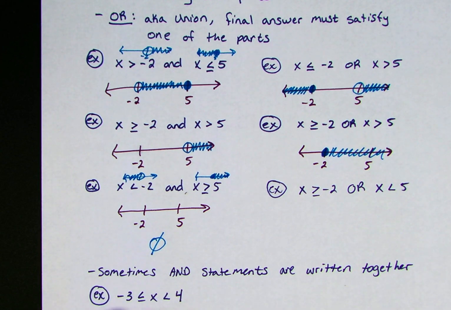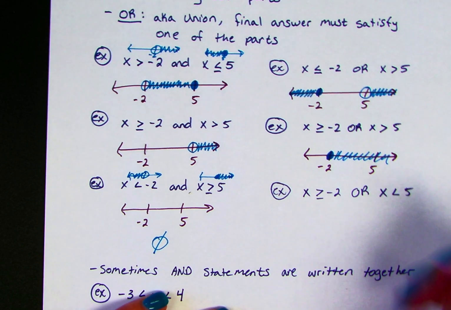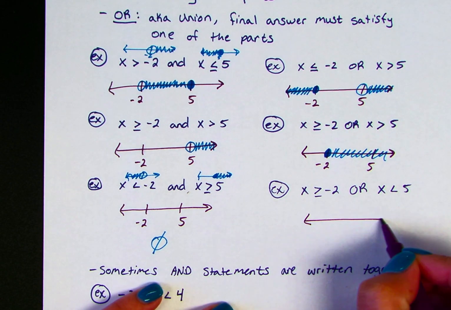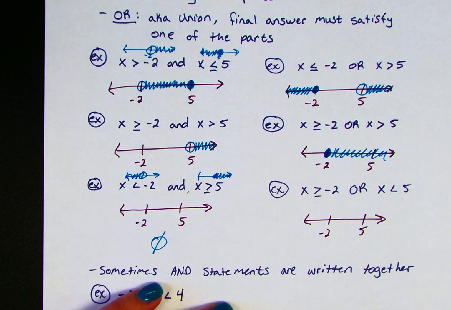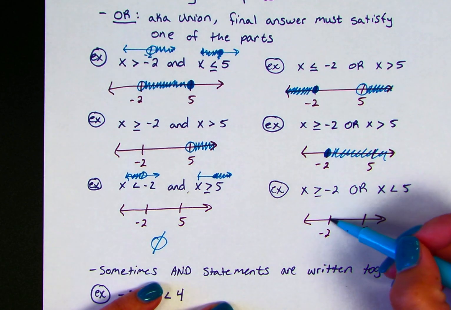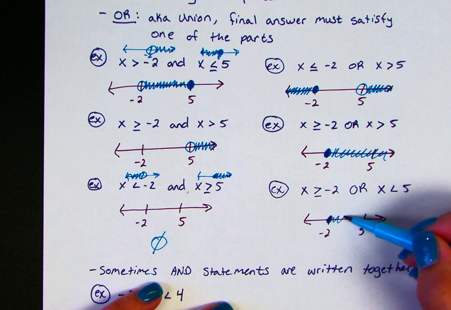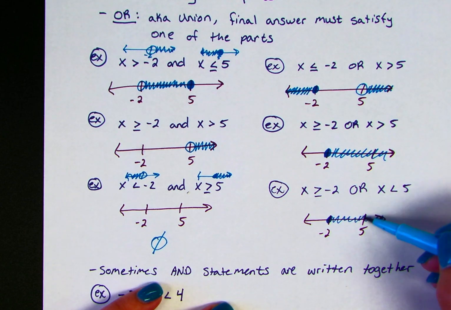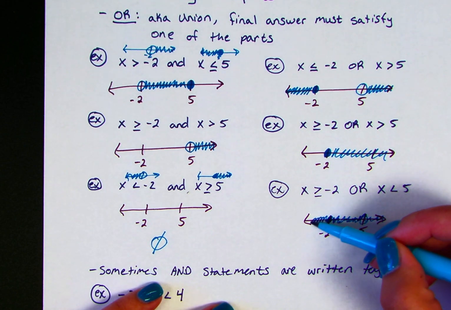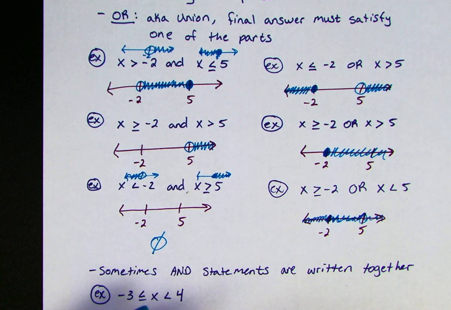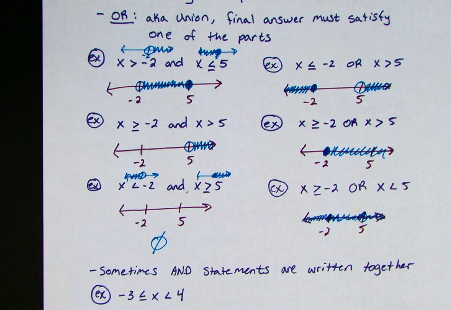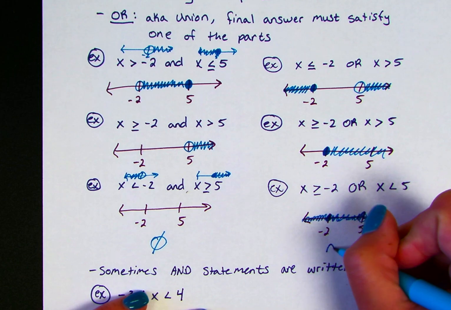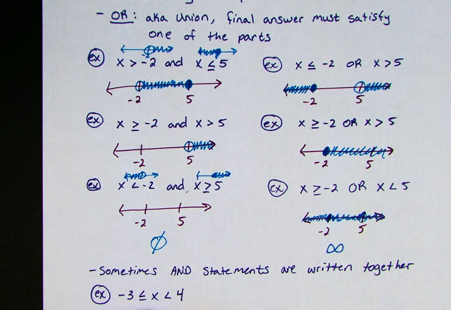Now if we see it as an or statement, like on the next one, so again, -2 and 5. Here I would technically have that closed circle shading this way, and here I have an open circle, and then I'm going this way. Because it's an or statement, there's actually no stopping point on the graph. So this open circle doesn't matter because I'm already shading over it. This would be an example of infinitely many solutions.